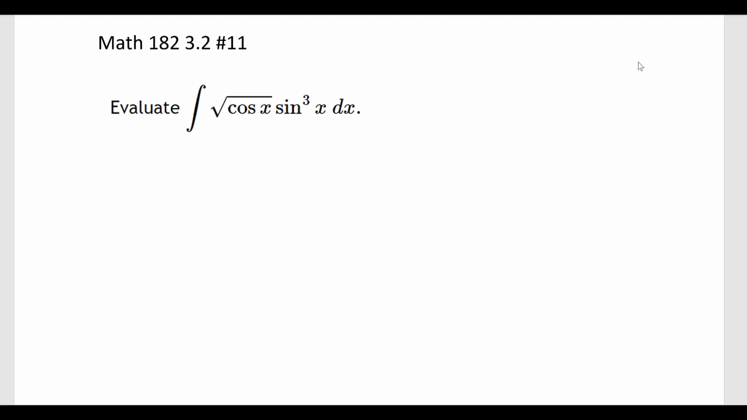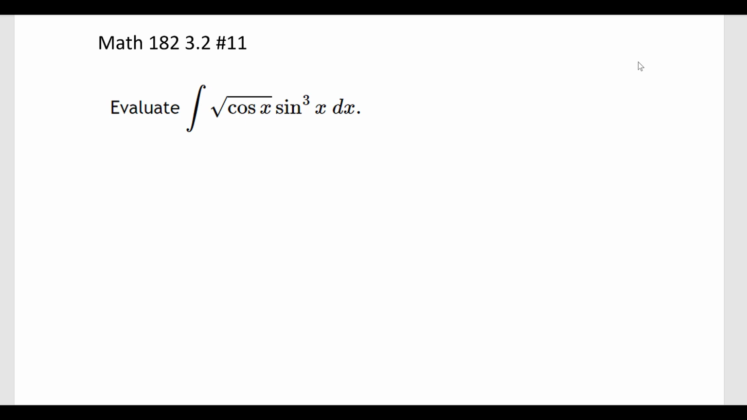I'm going to show a couple problems here. For this video, we're just doing number 11 from 3.2, and it's the integral of the square root of cosine x sine cubed x dx. And so this is going to be a substitution problem, but we're going to do a kind of combination substitution and looking at some trig identities in here.